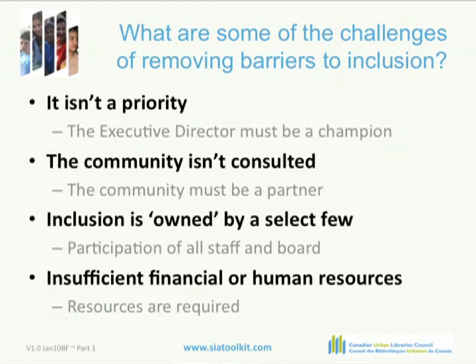At the same time, you may want to have a discussion that includes some of the challenges of this work. While very exciting to get into removing barriers to inclusion for marginalized groups in your community, there are some challenges that you need to be aware of in order to be successful in this work. These are some of the barriers that we saw when we conducted this community-based research project and assessed other audit tools internationally. The challenges include that, 1, it isn't a priority.